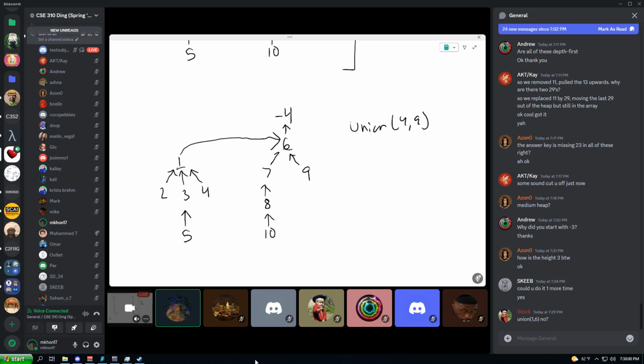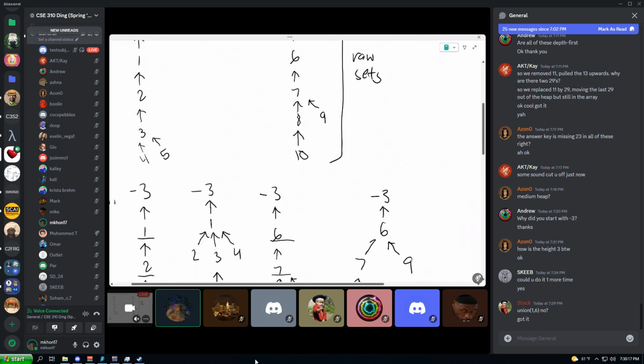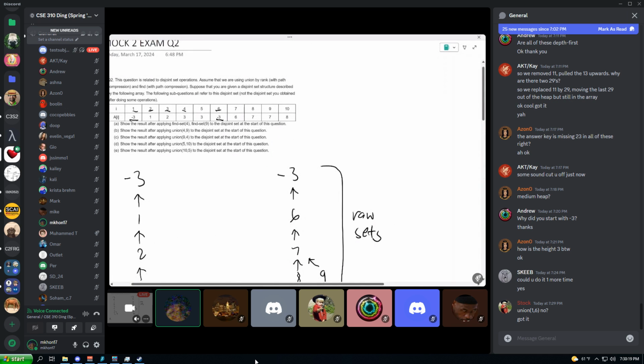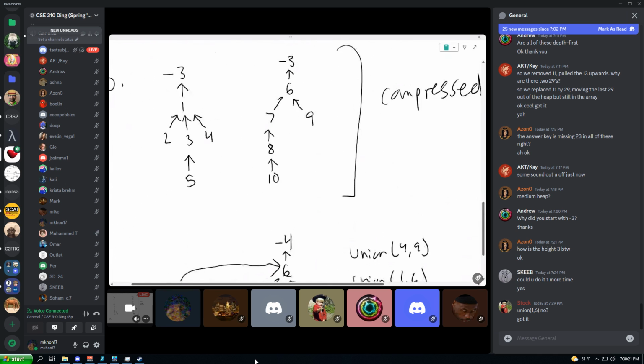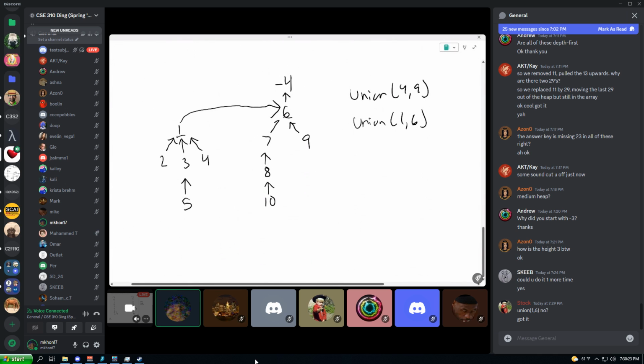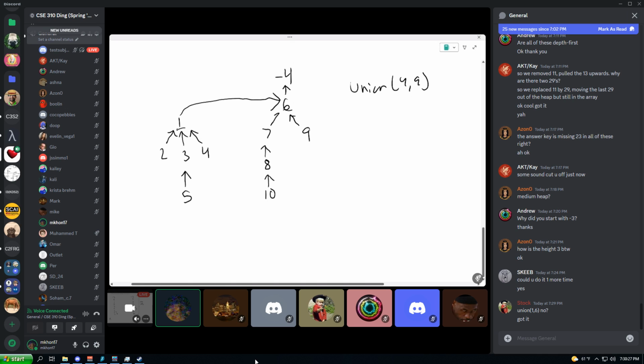Union 1, 6, that's the same idea. The question asks you union 4, 9, but when you do Findset, it'll end up just being the same as union 1 comma 6. The question itself says union 4 comma 9. It's just that 4 and 9 are represented by 1 and 6, so they mean the same thing. So, anyways, we have this.